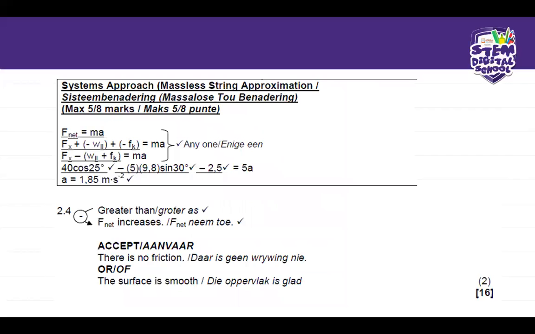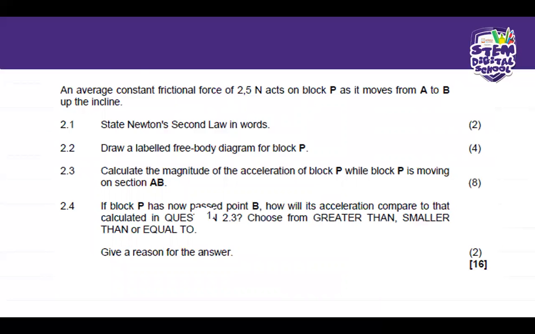So now we move to number 2.3. It says calculate the magnitude of the acceleration of block P while block P is moving on section AB. So now we're looking for the acceleration of block P.